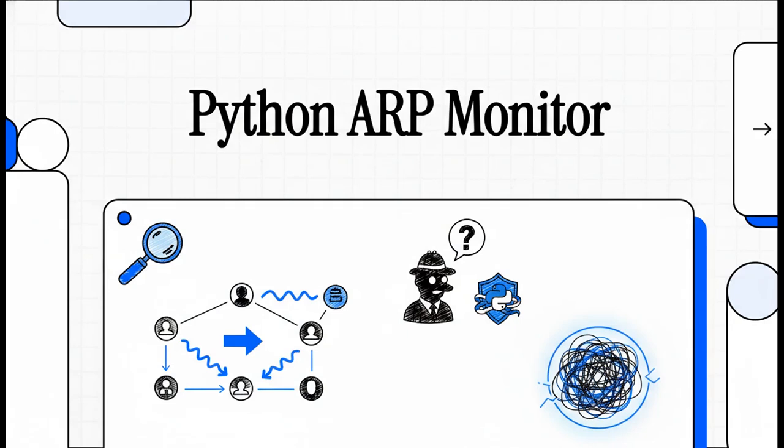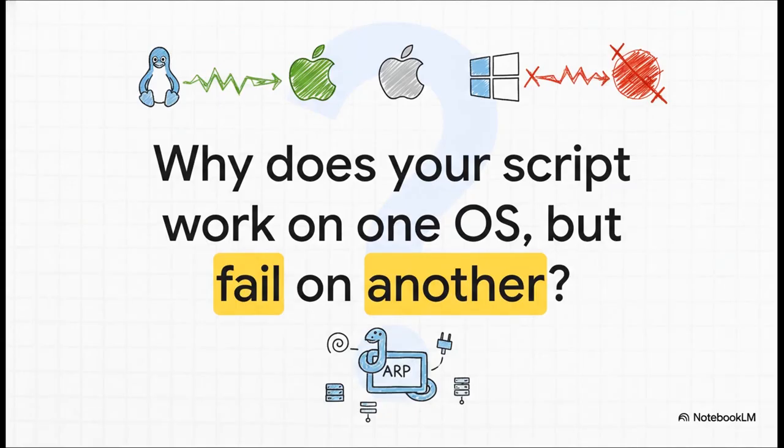All right, today we're going to build a little network detective. It's a Python script designed to monitor ARP traffic, which basically means it watches who's who on your local network. But more importantly, we're going to tackle that one single headache that always seems to pop up with projects like this. You know the feeling, right?